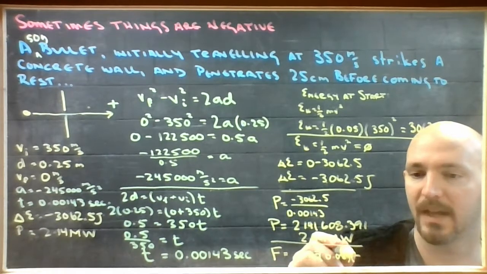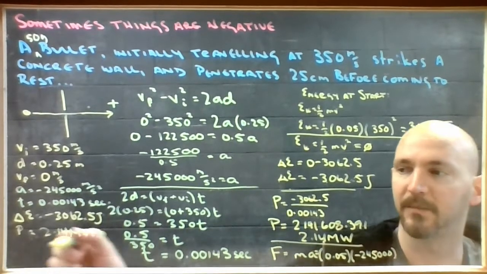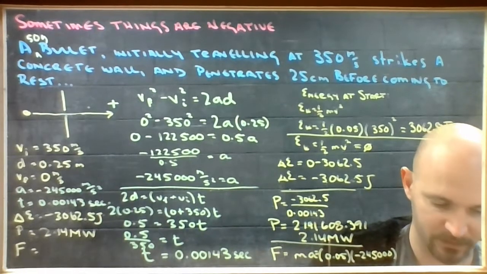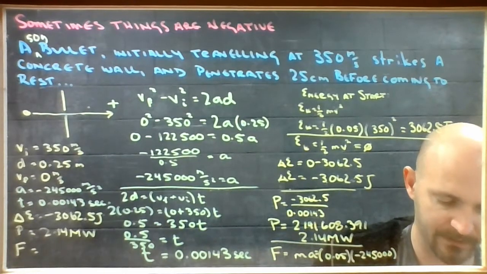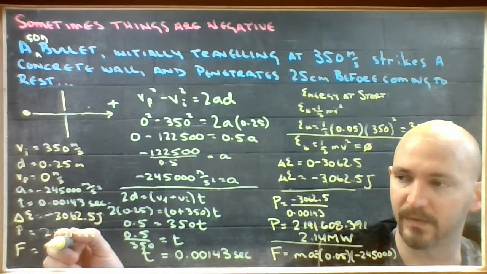number, negative 245,000, giving us a total of 5 times 245, 1, 2, 3 zeros, 12,250 newtons.